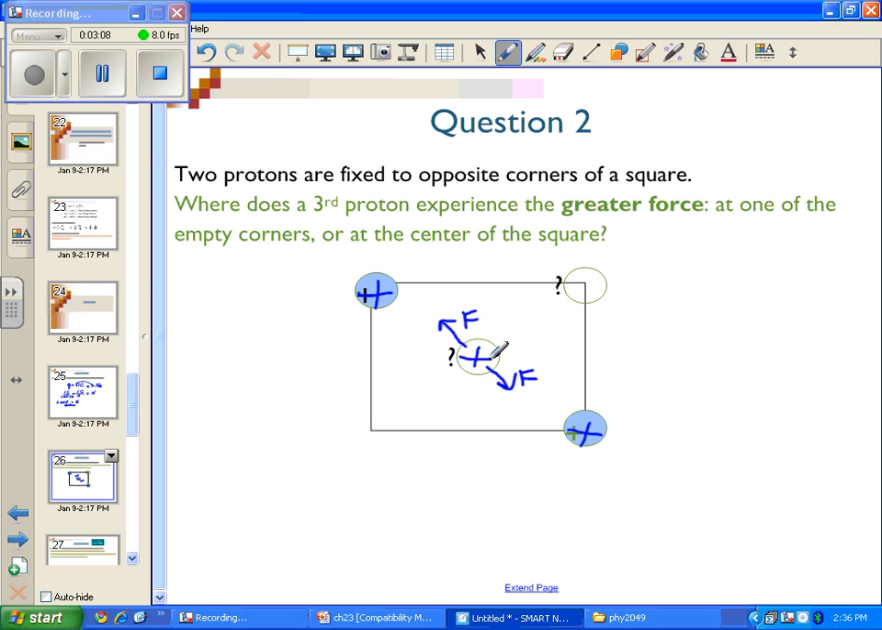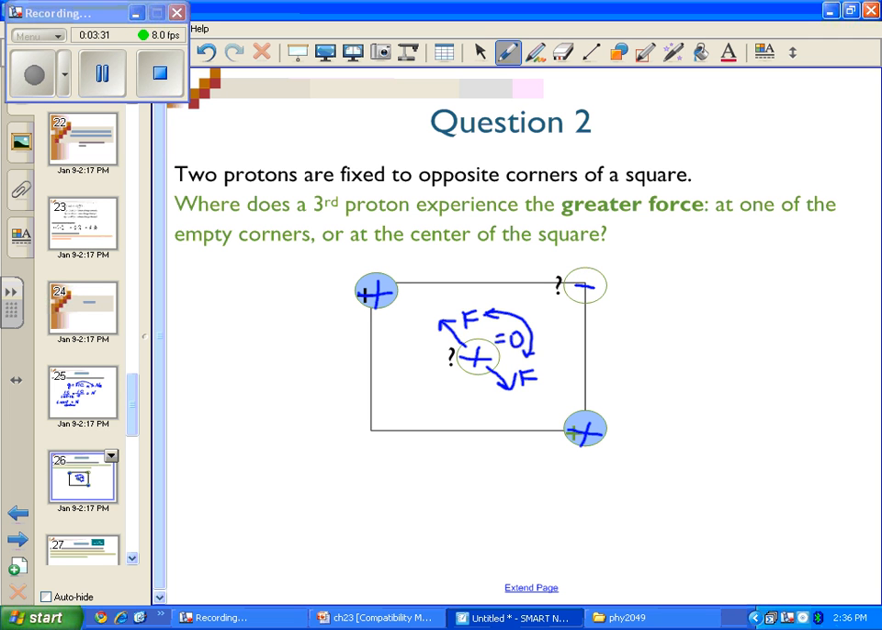And what we see here is proton divided by r squared, proton divided by the same r squared. The magnitude of the forces are equal, and therefore, since they are opposite in direction, add up to 0. So we certainly wouldn't want to put a proton at the center.